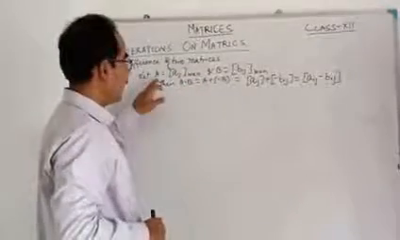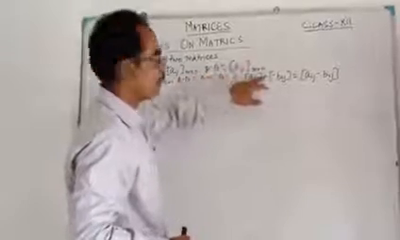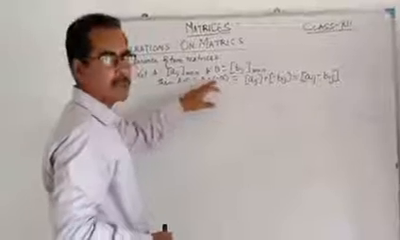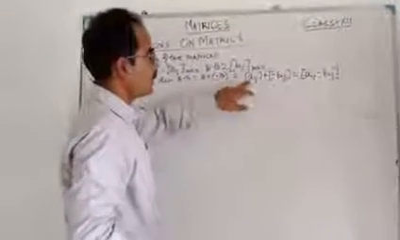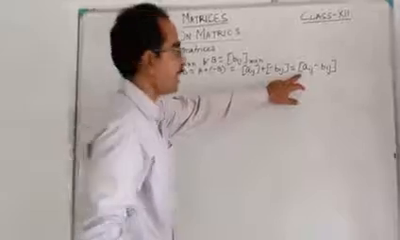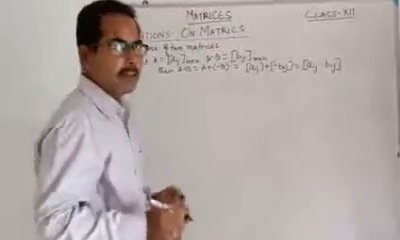So let A equal to Aij, m cross n, and B equal to Bij, m cross n. Then A minus B will be what? A plus of minus B, correct? So obviously Aij plus minus of Bij. So ultimately what we are getting is Aij minus Bij. Let us take an example so that you can understand very clearly.